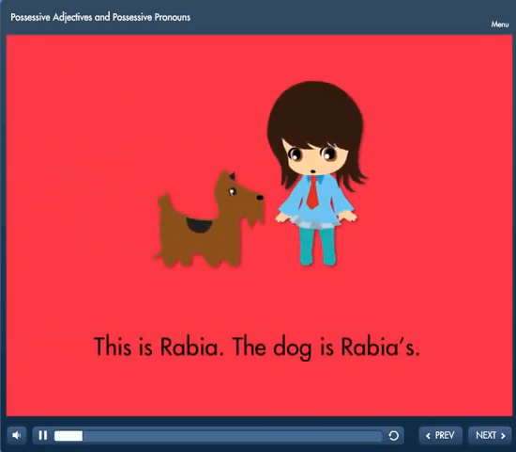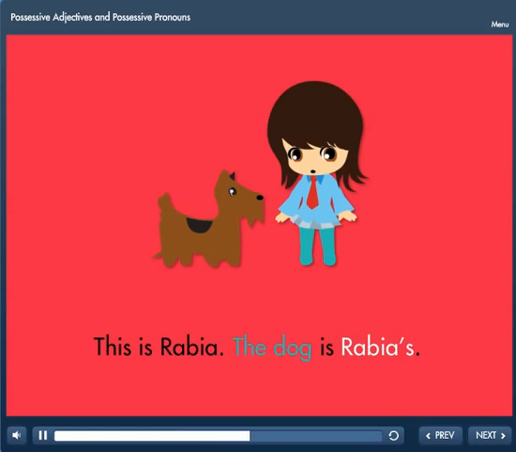Let's use some possessive pronouns. We can replace the word with the apostrophe S. Since the word with the apostrophe S is coming after the possessed noun, dog, we will use a possessive pronoun. Rabia is the owner, so the matching pronoun will be hers.